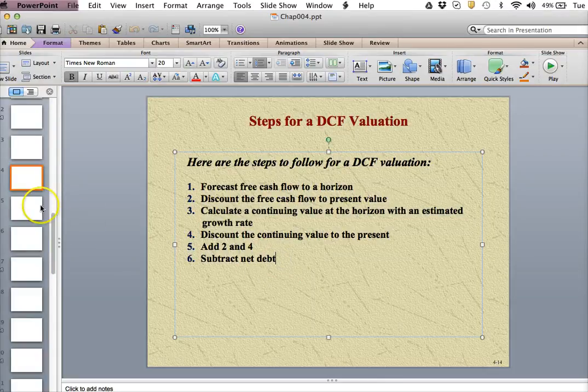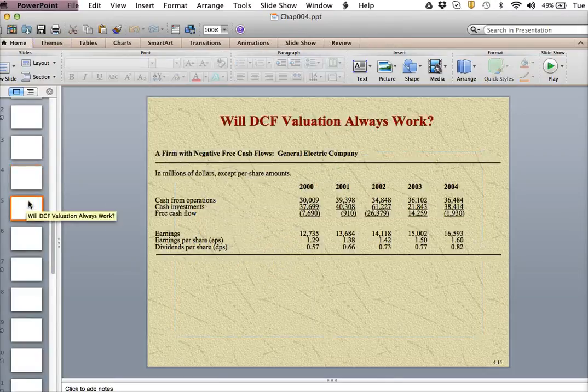This is basically a way to come up with a value of a company based on forecasting how much money it is going to bring in versus how much money it is going to pay out. And as you see here, we have an example with General Electric from 2000 to 2004.